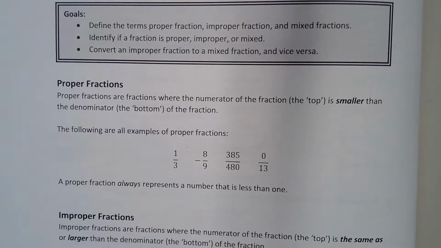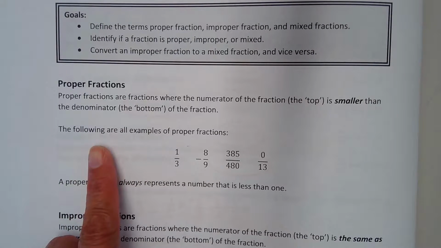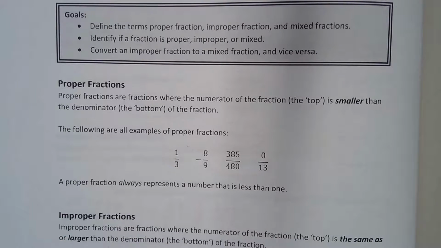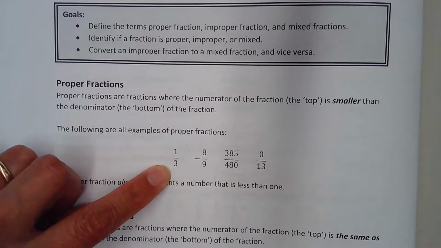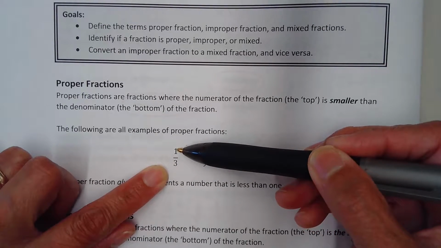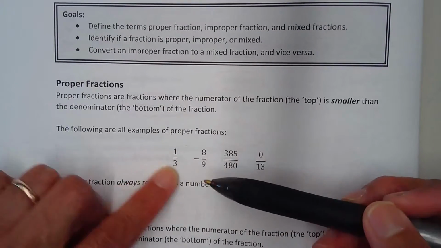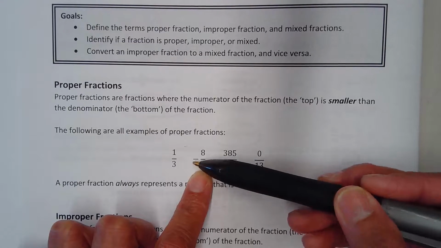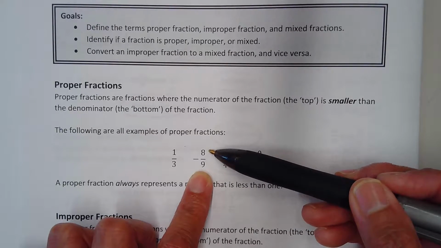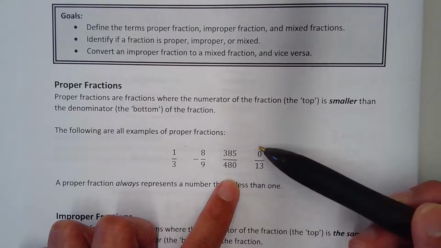So that's your proper fractions. Proper fractions are fractions where the numerator, or the number on the top, is smaller than the denominator, and the denominator is the number at the bottom. So the following are examples of proper fractions: 1/3, okay? So the numerator is smaller than the denominator. Then negative 8/9, so the numerator 8 is smaller than the 9, and so on.